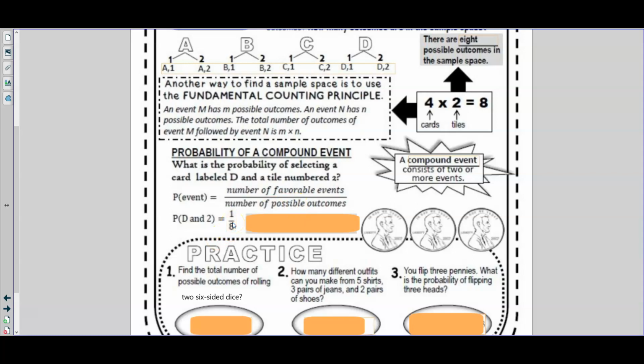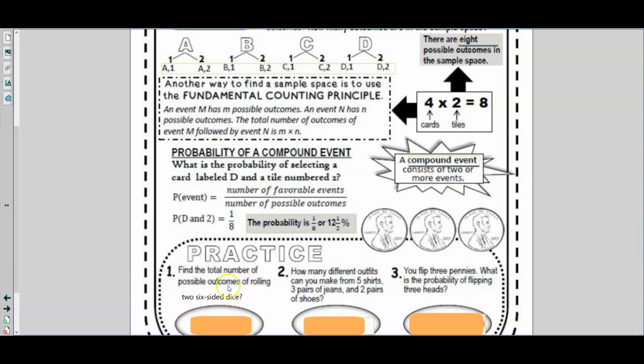So if I want to find the compound event of getting label D and tile 2, well, this is the only label D tile 2, so there's 1 outcome out of the total of 8. You can see that from the tiles. The probability reduced is 1 over 8, and don't forget that if you were to divide that out, you'd get your decimal answer, which I think is 0.13 when you round it.